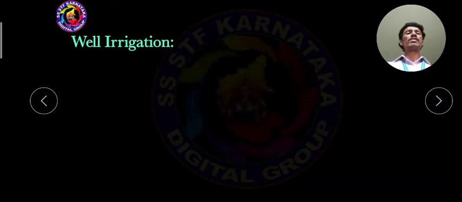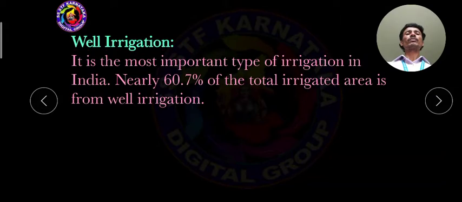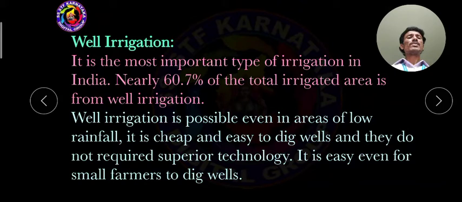So the first one is well irrigation. It is the most important type of irrigation in India. Percentage wise, 60.7% of the total irrigated area is from well irrigation. How many percent? 60.7%. Well irrigation is possible even in areas of low rainfall.